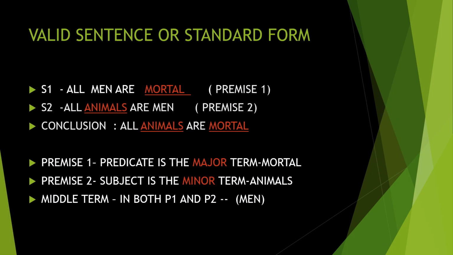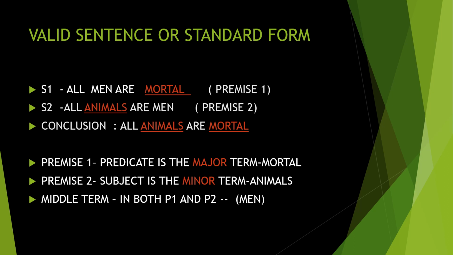Valid sentence or standard form. What is a valid sentence? I have already told about it in the previous class, but I am giving it again because only after knowing this can we go to the fallacies. Valid sentence means S1 is the sentence one, or premise one, and S2 is premise 2, the second sentence, and we have a conclusion. So for an argument, there are two premises and one conclusion.